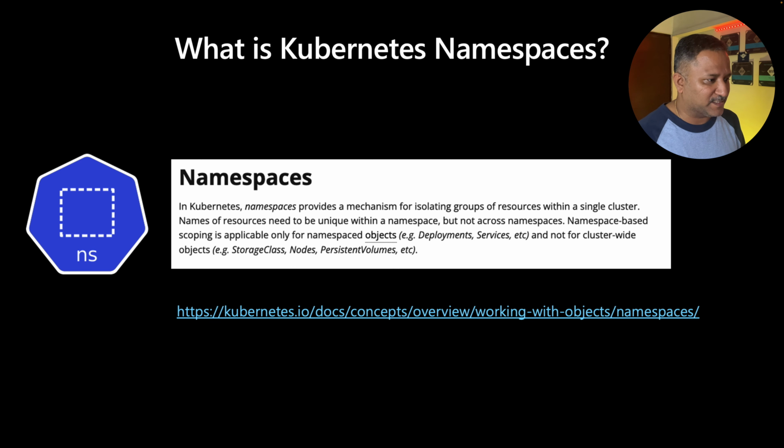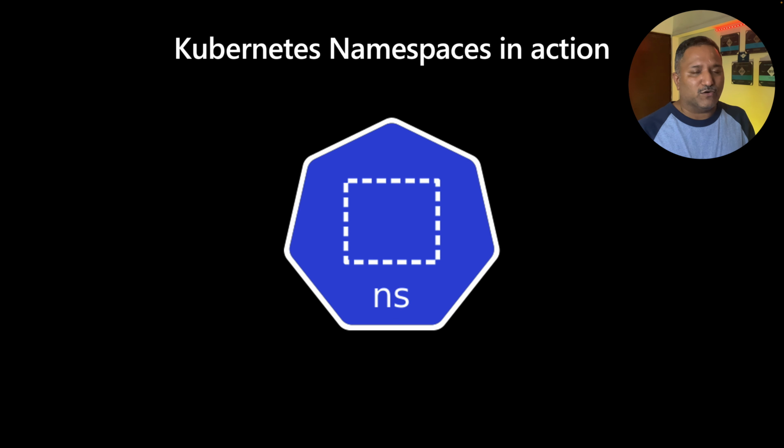What is a Kubernetes namespace? In Kubernetes, if you look at the documentation in the kubernetes.io docs, it says that a namespace provides a mechanism for isolating the resources within a single cluster. In most cases, we have a cluster which is shared by multiple teams, and we want to make sure that the resources which are used by one team are not overridden by another team. That is one of the benefits of using the namespace. Let's go and see how to make use of namespaces in Kubernetes.